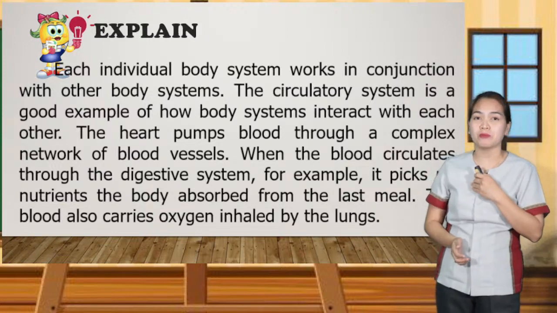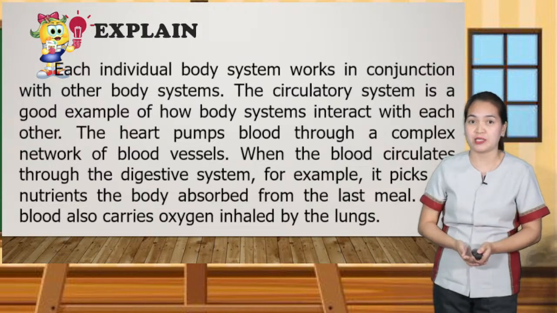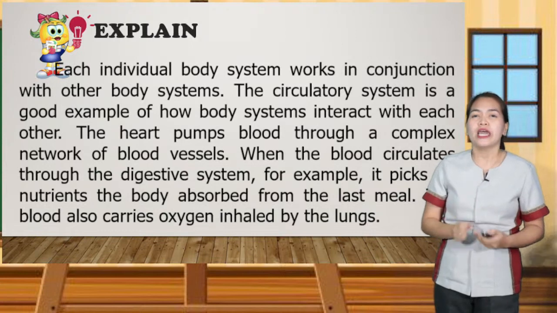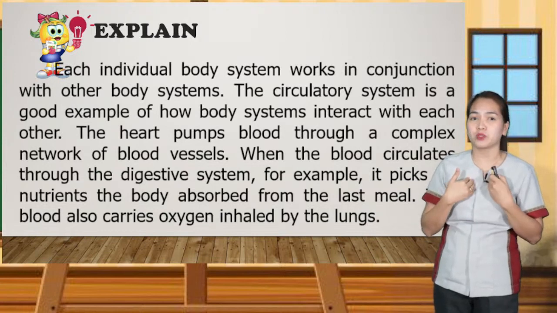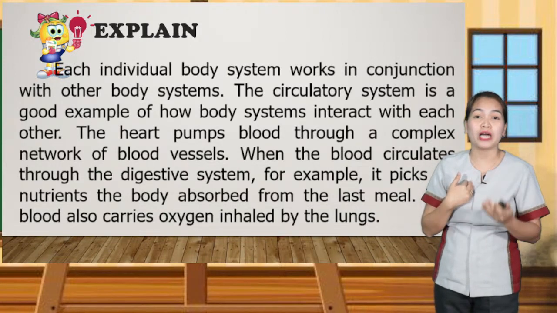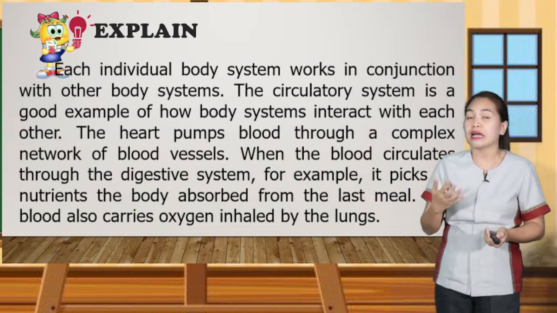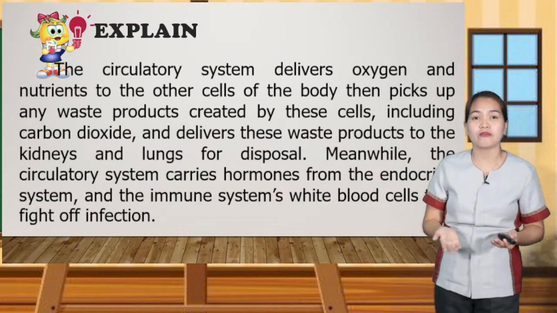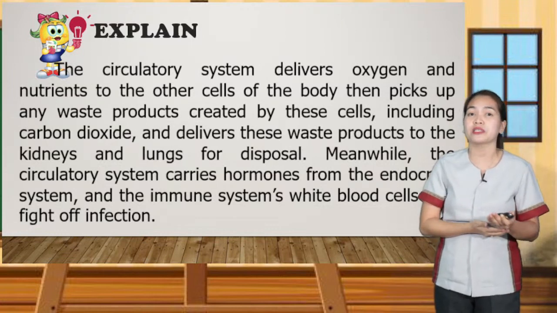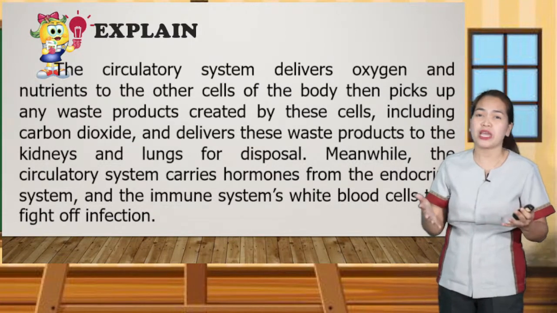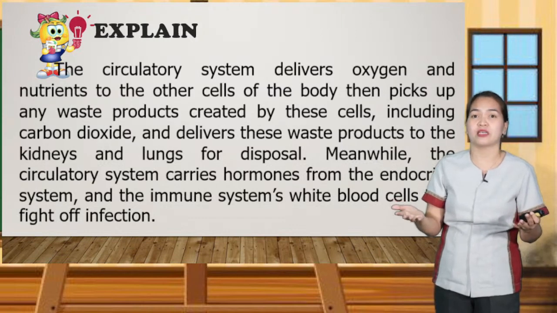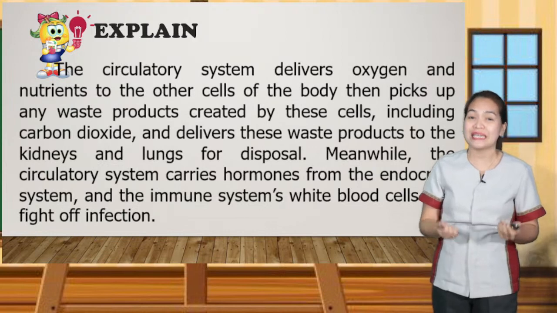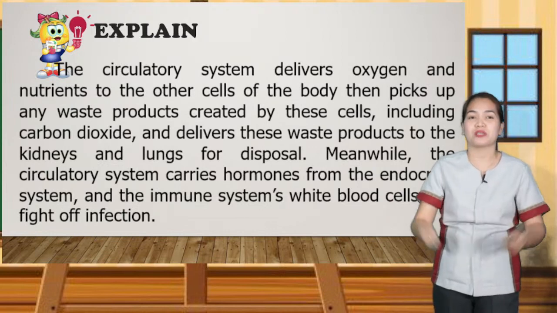Our heart pumps blood through a complex network of blood vessels. When the blood circulates to the digestive system, for example, it picks up the nutrients that the body absorbed from our last meal. The blood also carries oxygen inhaled by the lungs. The circulatory system delivers oxygen and nutrients to the other cells of the body, then picks up any waste products created by these cells, including carbon dioxide, and delivers these waste products to the kidneys and lungs for disposal.